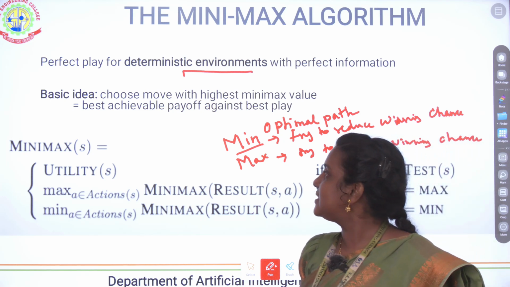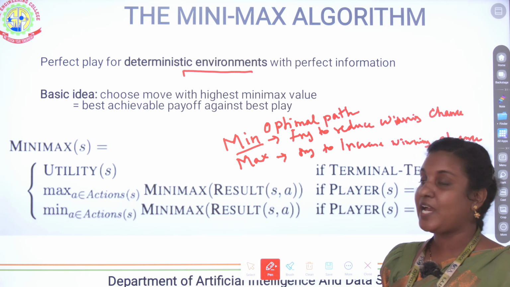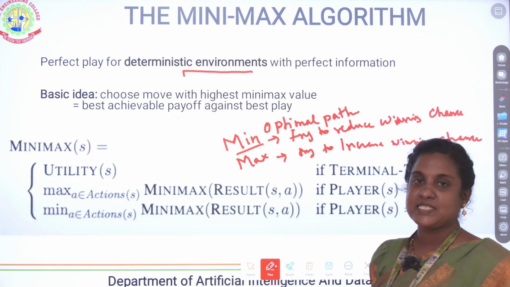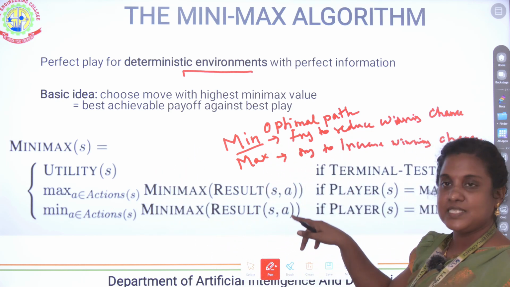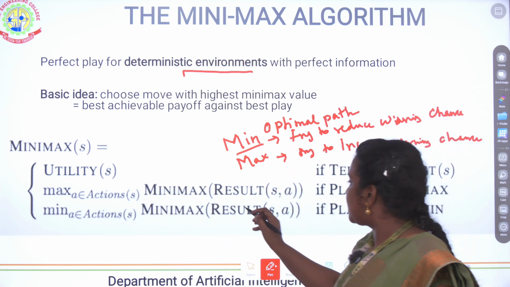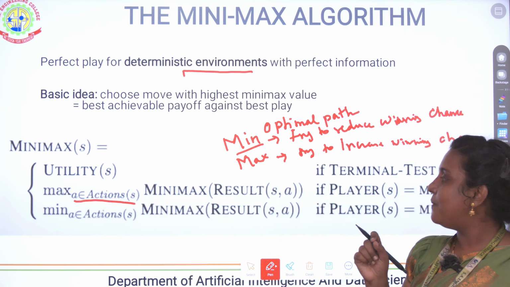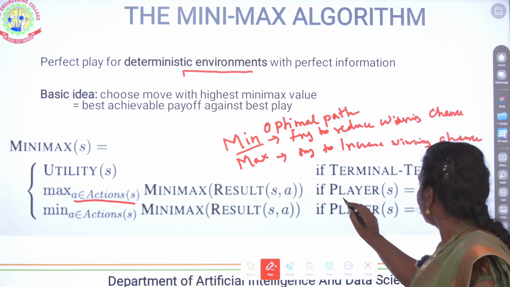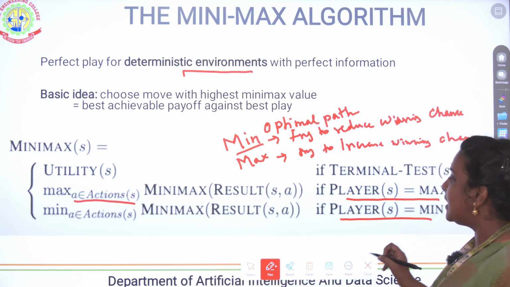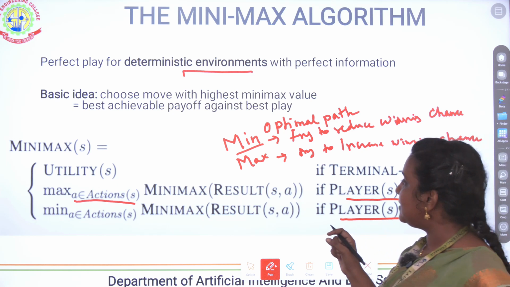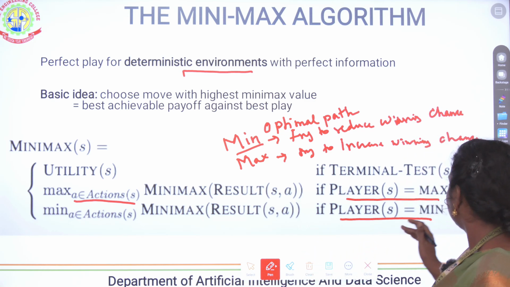So there are two players. These two players will choose the move with the highest minimum value or highest maximum value. So this is the function: Minimax is equal to utility. The max player will always choose the maximum value, and the min player will always choose the minimum value. We will see this particular function with the help of an example.